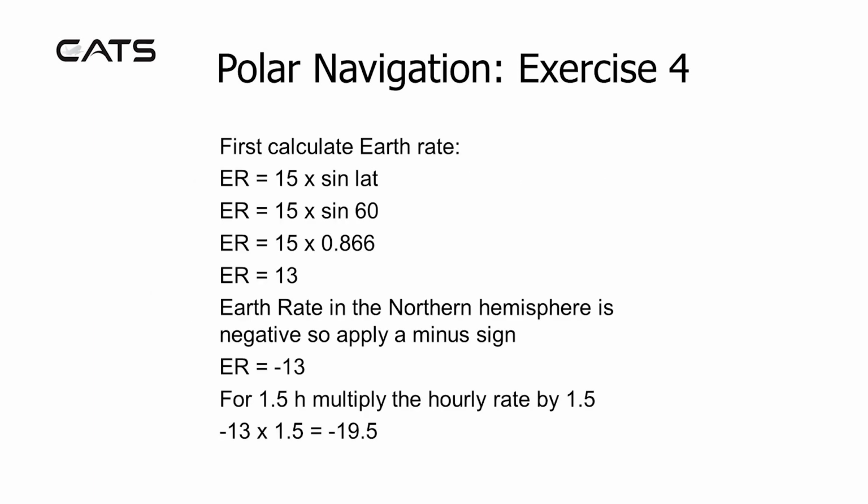Let's have a look at the formulae first. First, calculate Earth rate. Earth rate is 15 multiplied by the sine of the latitude. The aircraft was at 60 north, so 15 multiplied by the sine of 60 is 15 times 0.866, which comes out to be 13 degrees. It's in the northern hemisphere, so it takes a minus sign, minus 13. We're flying for an hour and a half, so multiply by 1.5 to get minus 19.5.